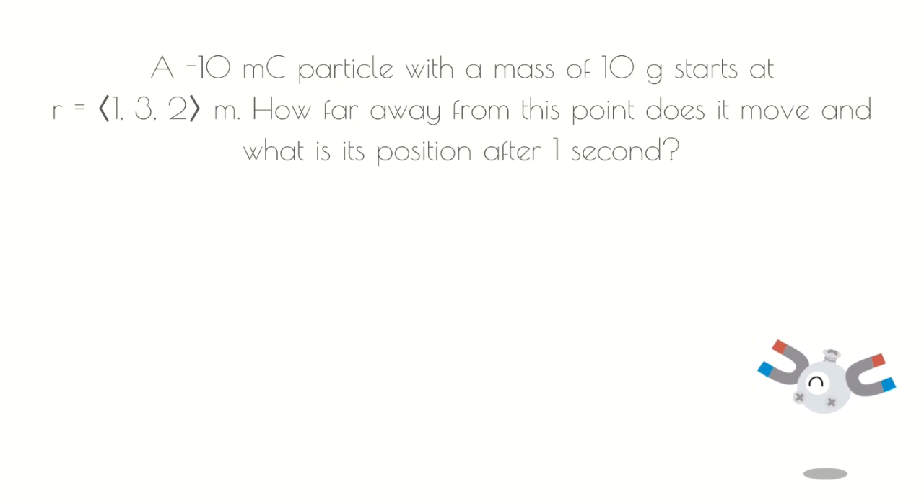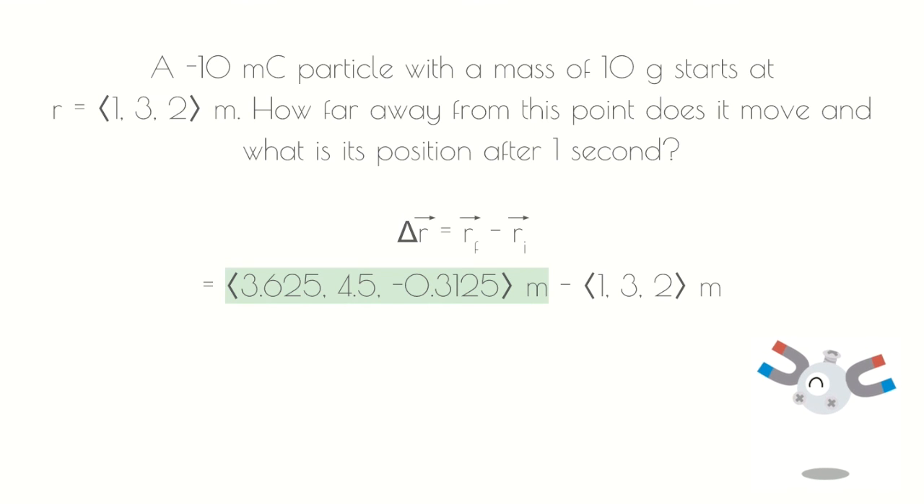Returning to the original question, we already know that its position after 1 second is <3.625, 4.5, -0.3125>, and we use that to find how far the particle moved with this equation here, finding that it moved <2.625, 1.5, -2.3125> meters.